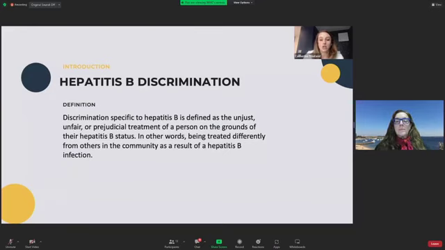this further in research. So we defined discrimination by modifying HIV definitions set by the United Nations, and defined discrimination specific to hepatitis B as unjust, unfair, or prejudicial treatment of a person on the grounds of their hepatitis B status. So in other words, being treated differently from others in the community as a result of one's hepatitis B infection.